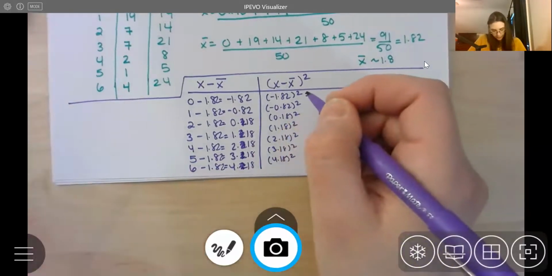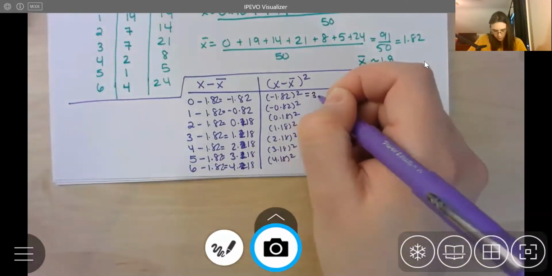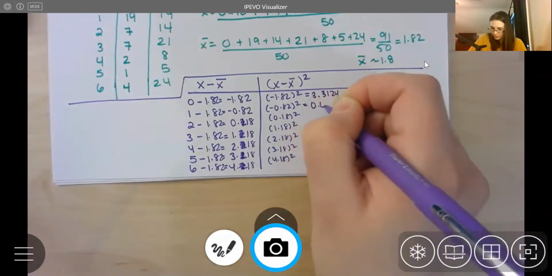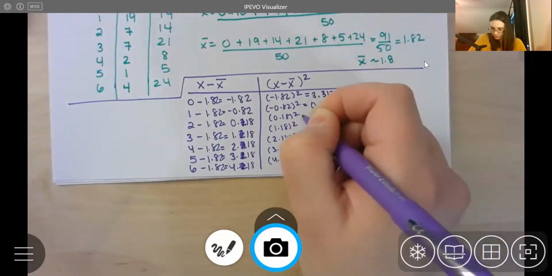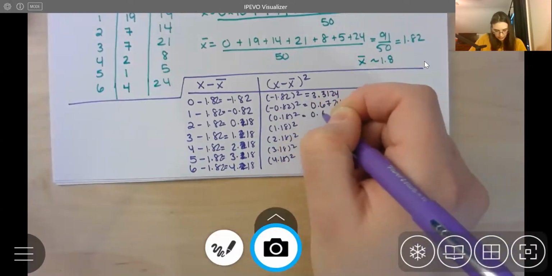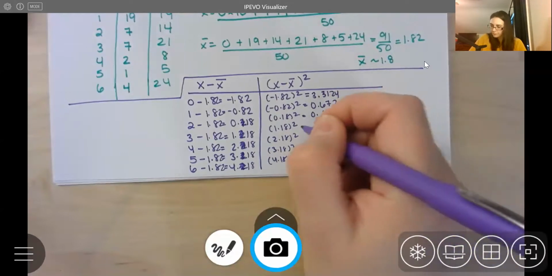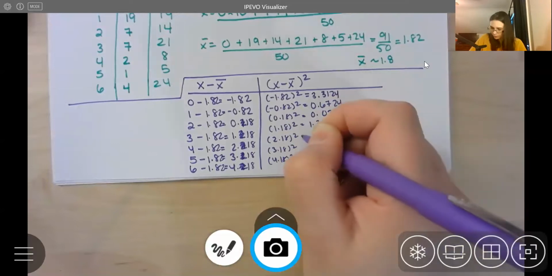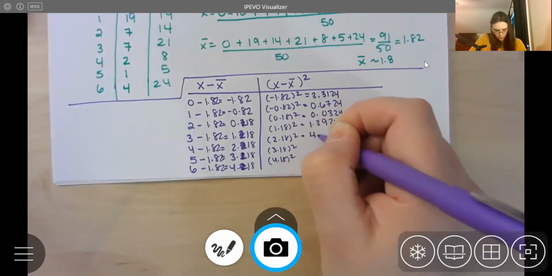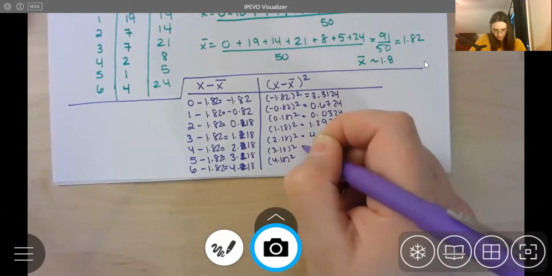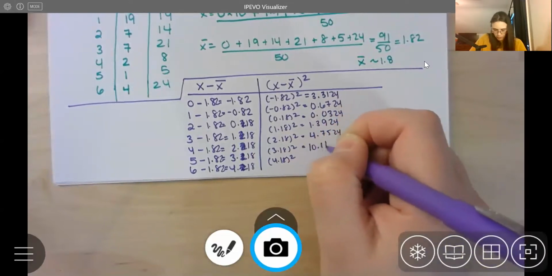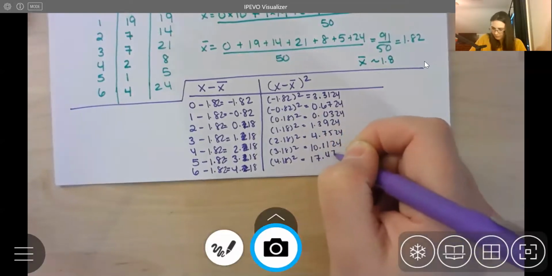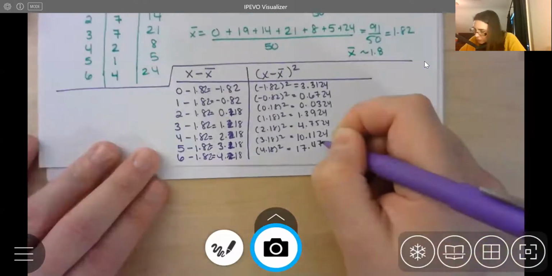And what I get there from my values, let's see, I already did this out. So I have 3.3124, 0.6724, 0.0324, 1.3924, 4.7524, 10.1124, and then 17.724.